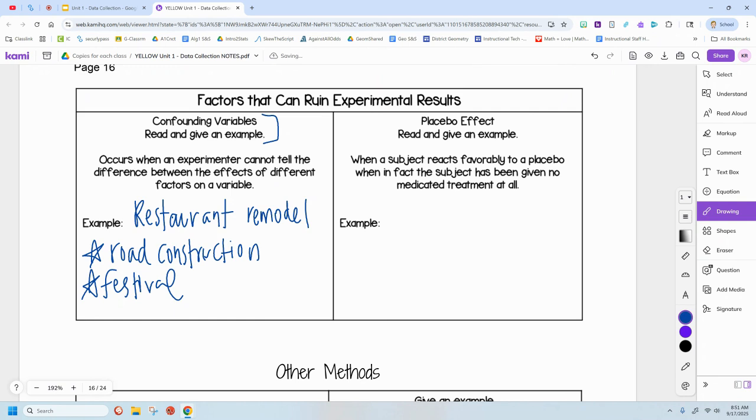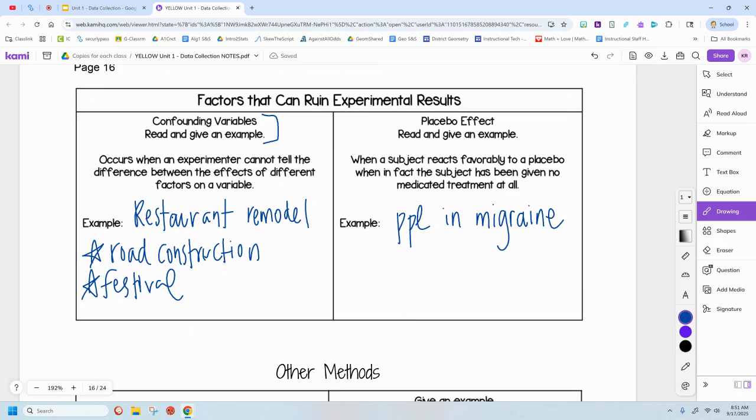The placebo effect is that idea when a subject reacts favorably to a placebo when in fact the subject has been given no medical treatment at all. And so once again, sometimes that happens with people in migraine studies.